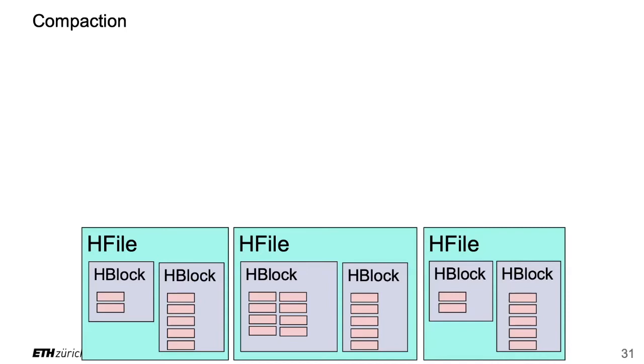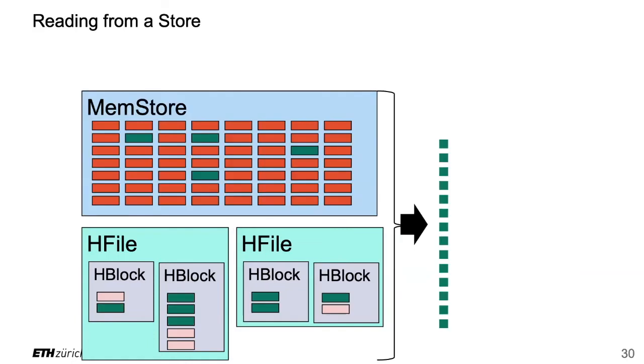Something else is going to happen. What if I keep using HBase so much and so much that I flushed once, twice, 3 times, 10 times, 100 times? Then at some point, I'm going to have so many H files on the disk that it's becoming unmanageable. Because every time I read, I need to look at all of these H files. How do we deal with that?